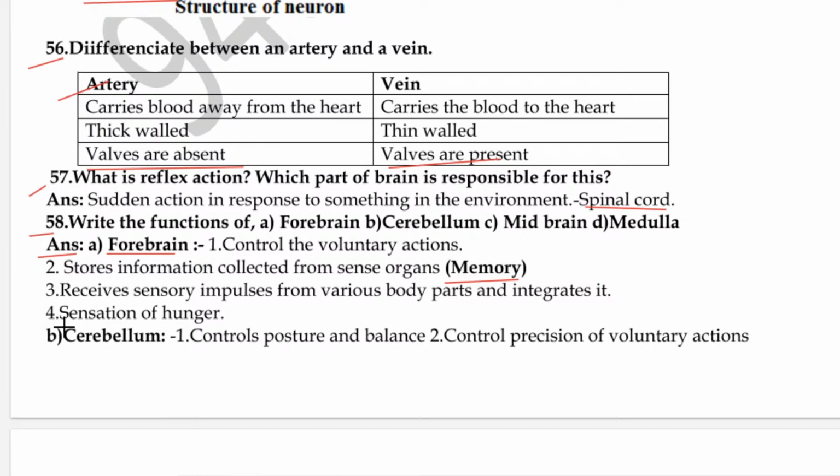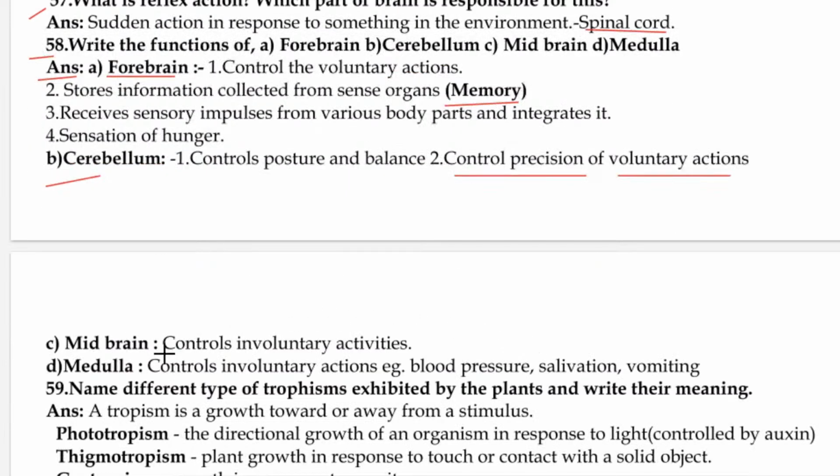And the next one is sensation of hunger. And the functions of cerebellum. Number 1, controls posture and balance, control precision of voluntary actions. Next, function of midbrain, controls involuntary activities. Function of medulla: controls involuntary actions, for example, blood pressure, salivation, and vomiting.